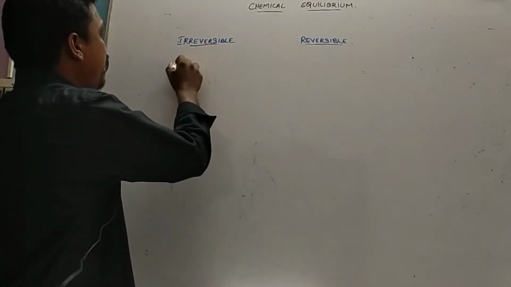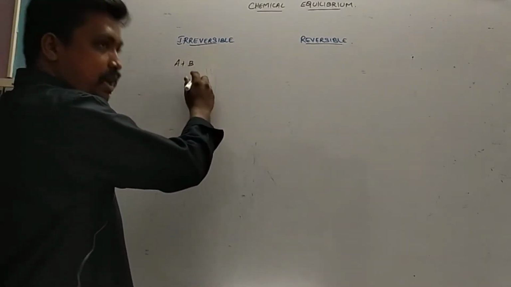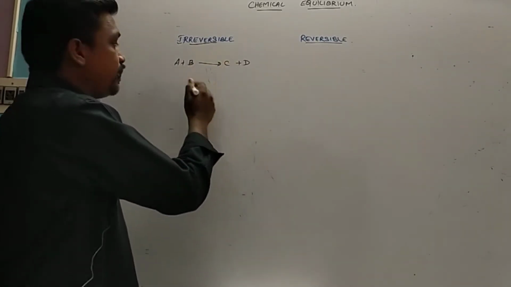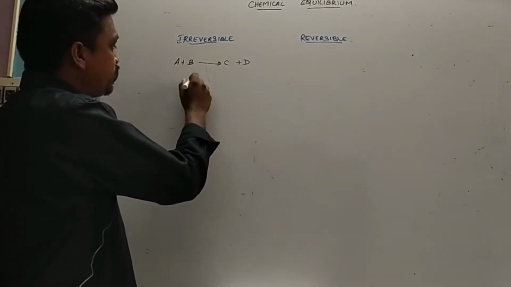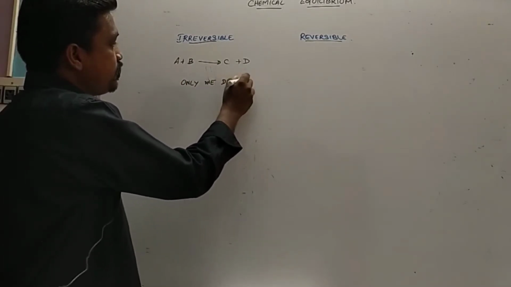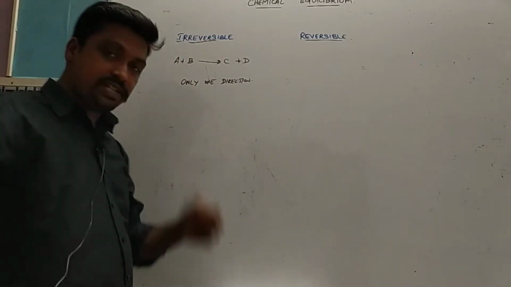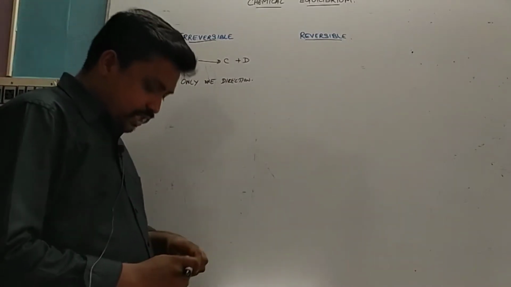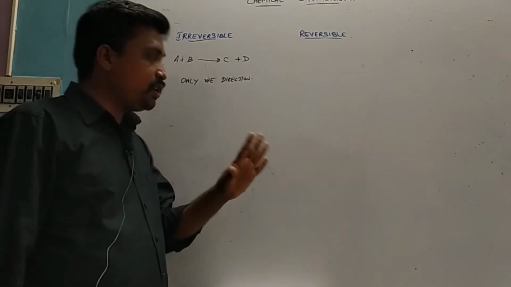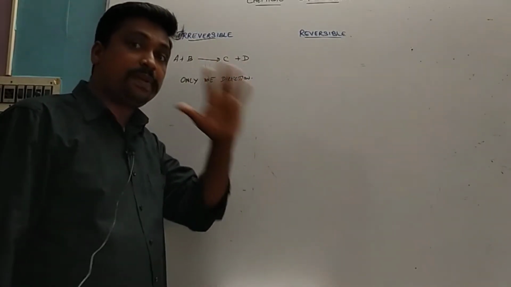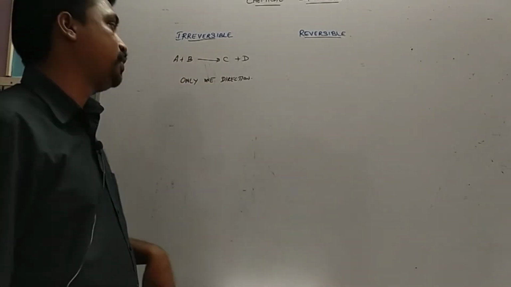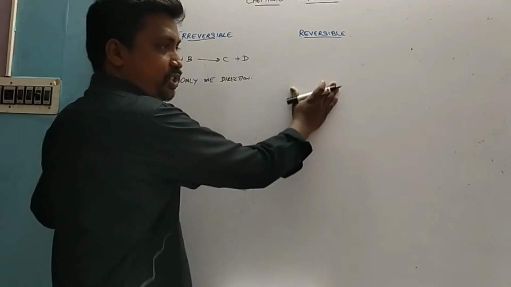If A and B are the reactants, they combine and form products C and D. Here the reaction proceeds in only one direction. Those reactions are called irreversible reactions. In these reactions, after completion, only C and D will be present. A and B will become zero. They will be absent. What are reversible reactions, sir?